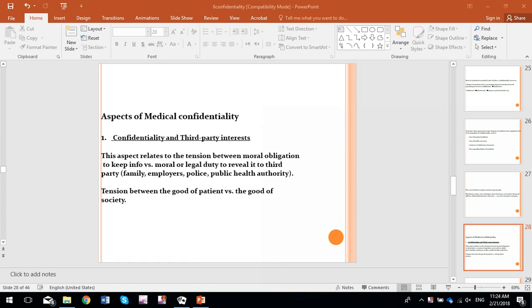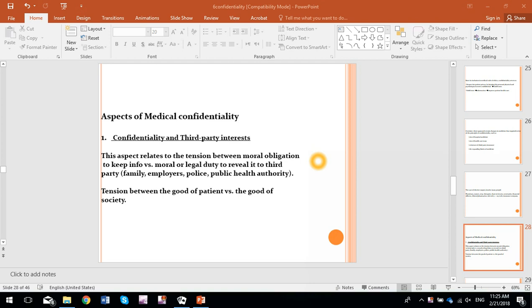An aspect of medical confidentiality that was discussed is confidentiality and third-party interest. Now, what aspects of confidentiality relate to third-party interest? This aspect relates to the tension between our moral obligation as physicians to keep information versus what? Moral or legal duty to reveal it to a third party. Are we legally bound to reveal information about the patient to a third party?